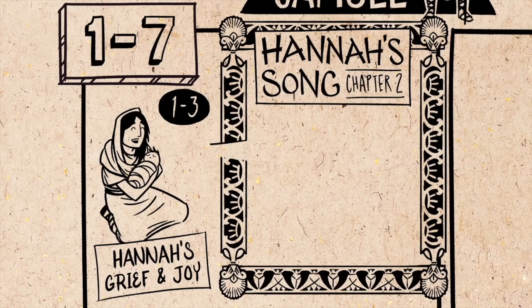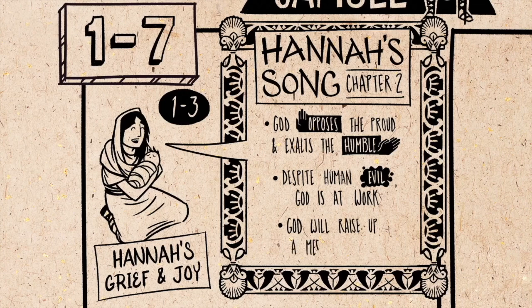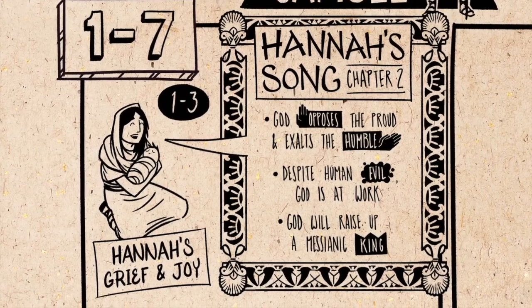And the poem is all about how God opposes the proud and exalts the humble, about how despite tragedies and human evil, God is working out his purposes in history. And also it's about how God will one day raise up an anointed king for his people. Now, Hannah's poem has been placed here at the beginning of the book to introduce these key themes that we're going to see throughout the whole story, like the next one.